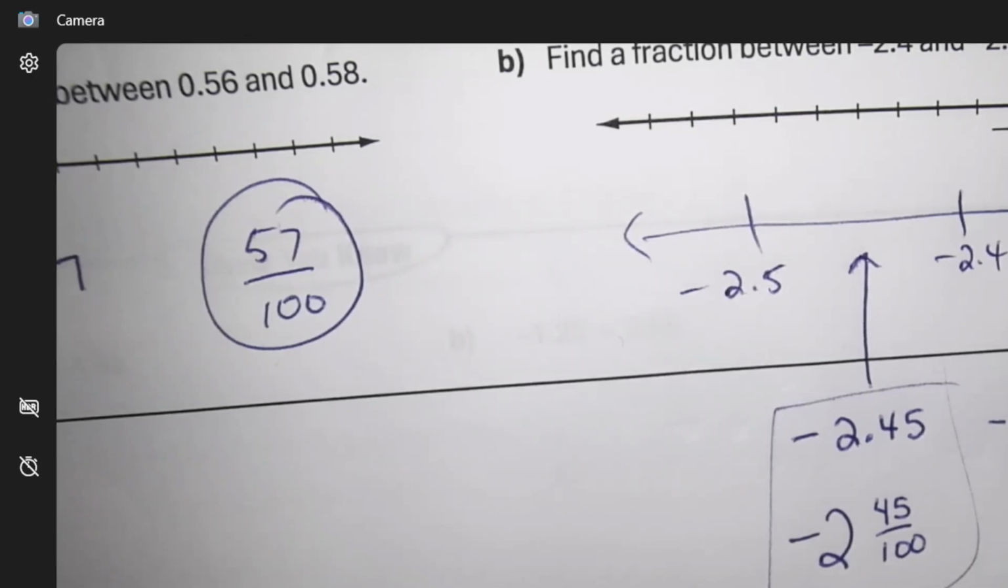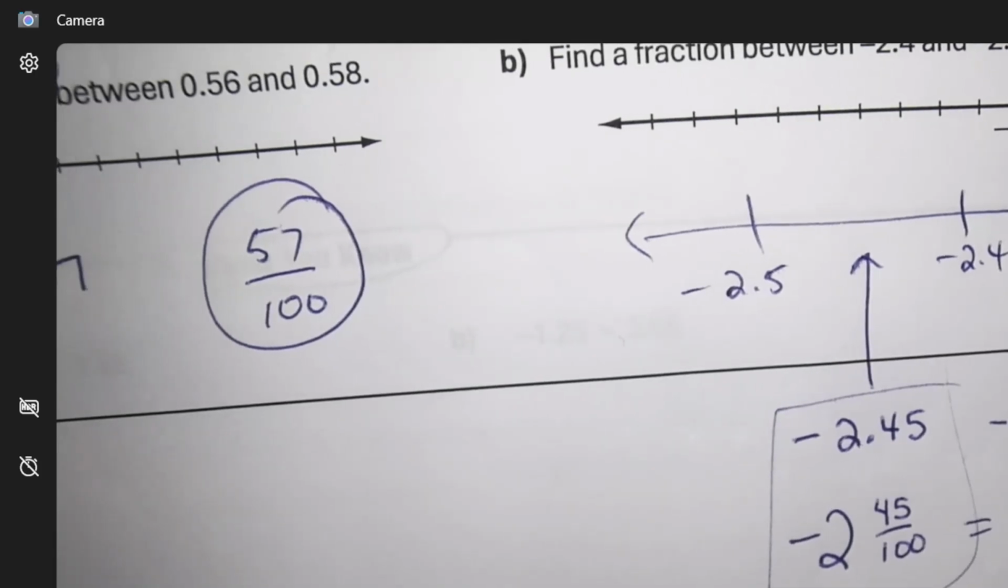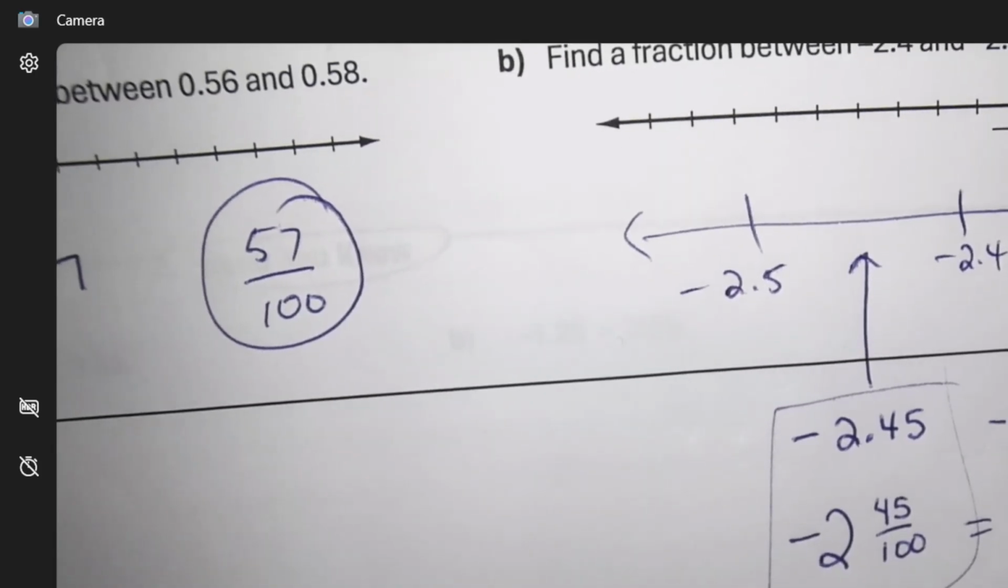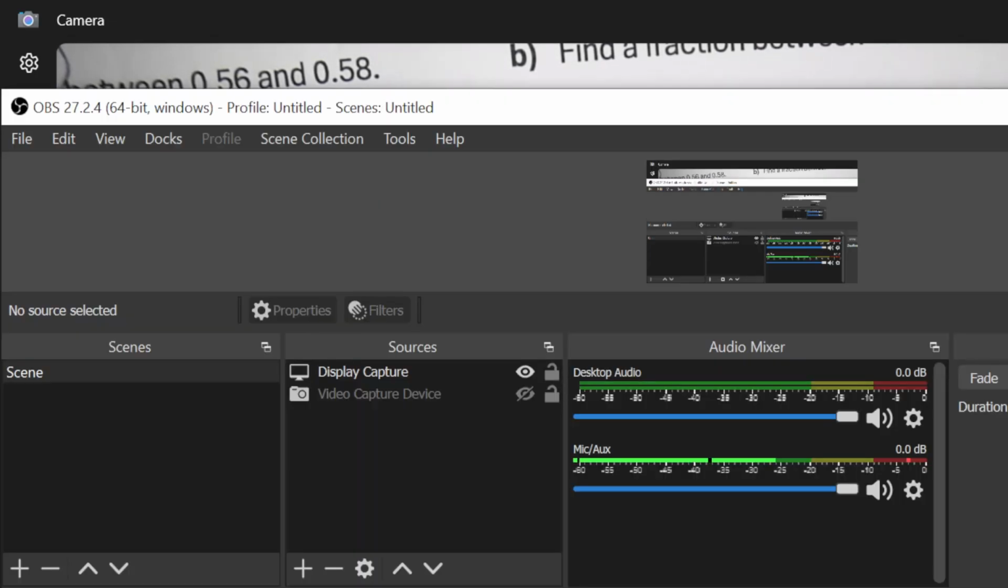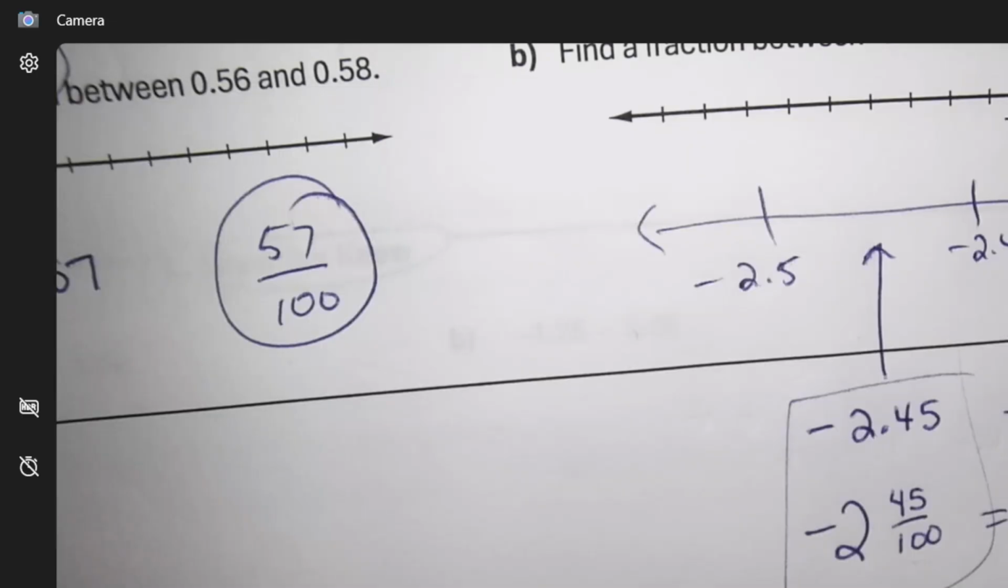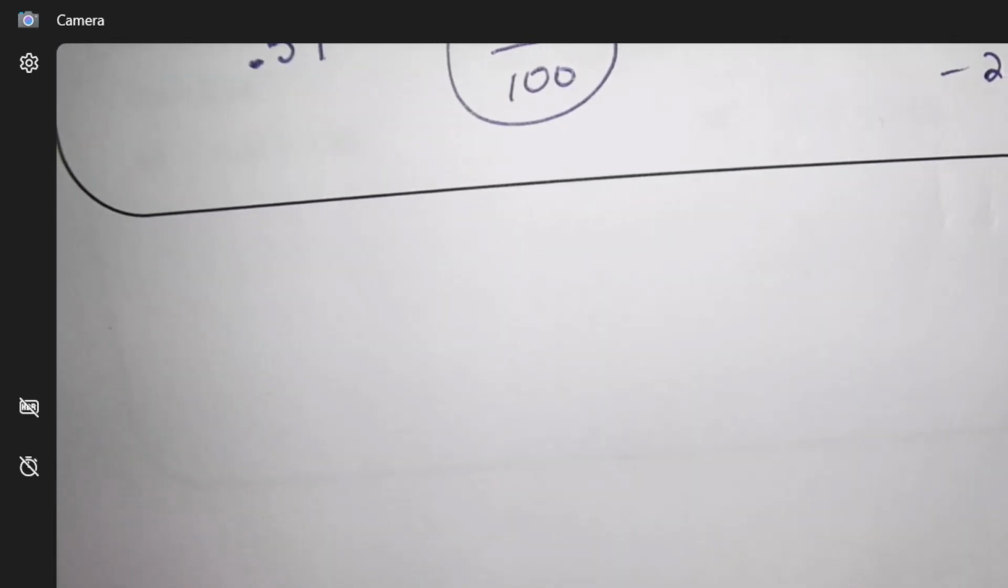Can anybody turn that into an improper fraction? 245 over 100, and remember it's negative. So what do I do? I multiply these and add that onto the top. Okay? When their brains are just grinding on something, I just have one working. Okay, so while you're working, we need to talk about some wording.